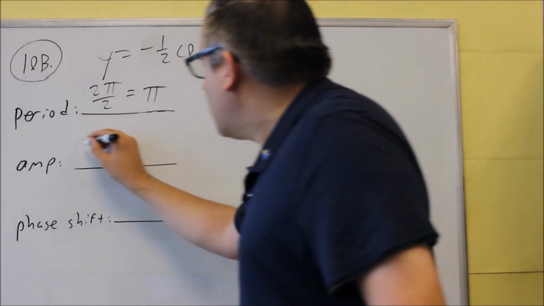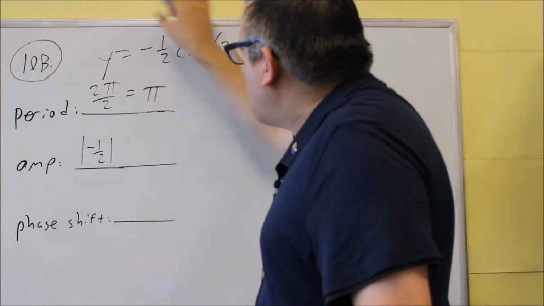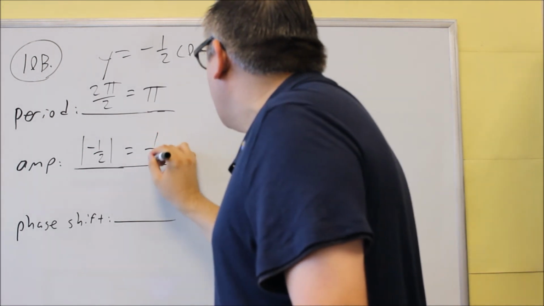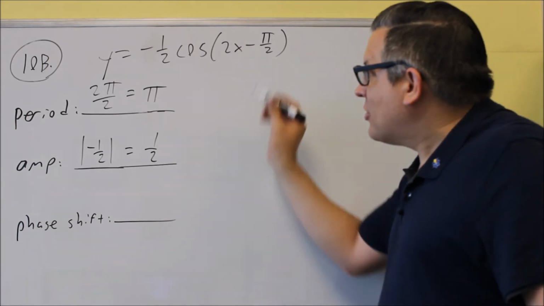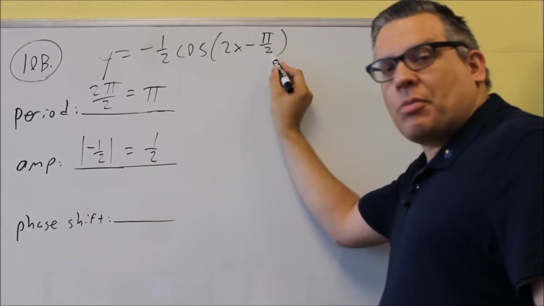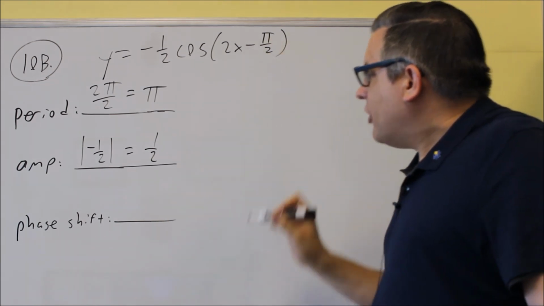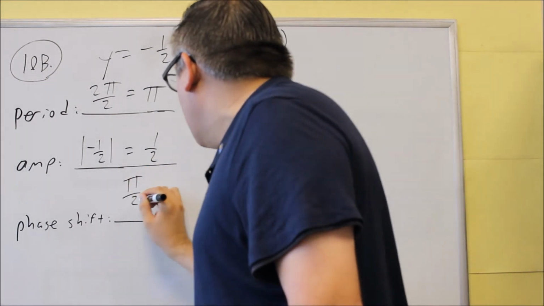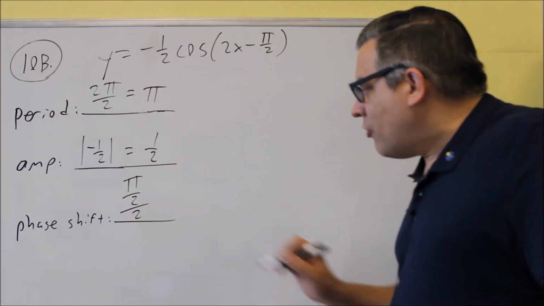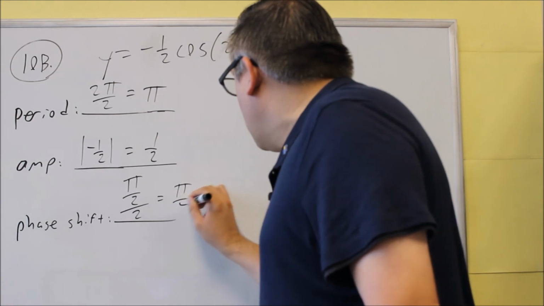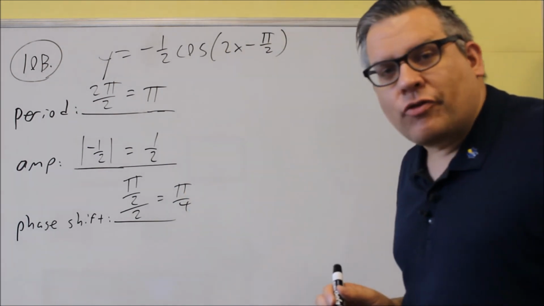For amplitude, it's the absolute value of the number in front of the trig function. In this case, it's going to be the absolute value of negative 1/2, which gives you positive 1/2. And then for the phase shift, it's opposite sign of this number divided by the number in front of the x. So opposite sign of negative will give you positive pi over 2. We're dividing that by 2, the number in front of the x. And if you flip and multiply, you'll get pi over 4 for that one. So that's the first information.